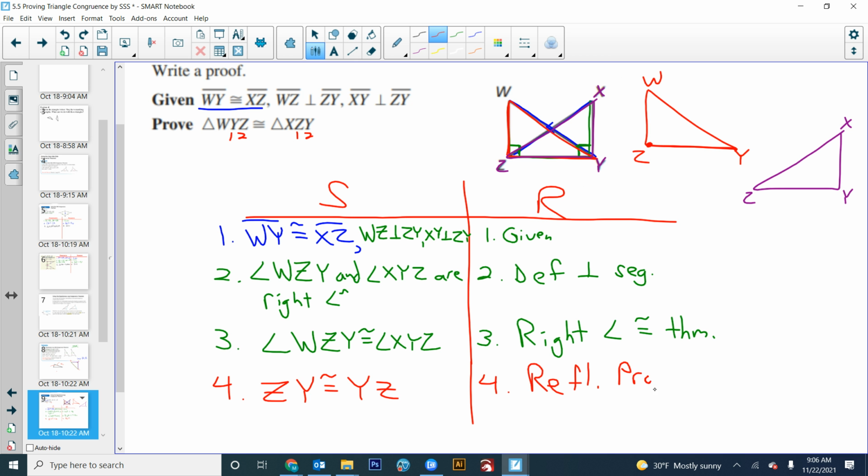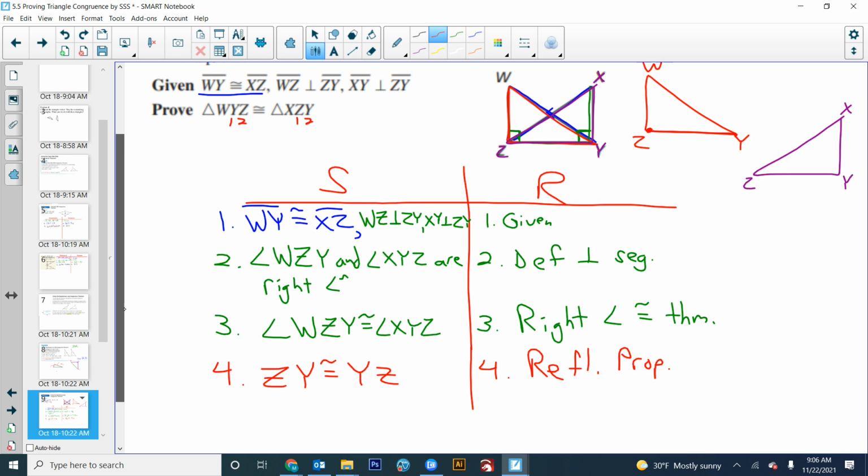Now, we have seen the reflexive property used when triangles are sharing a side like that. But guess what? They're also sharing a side here, aren't they? They're also sharing a side in this one. You all agree? Sharing a side. Reflexive property. Are we there yet?